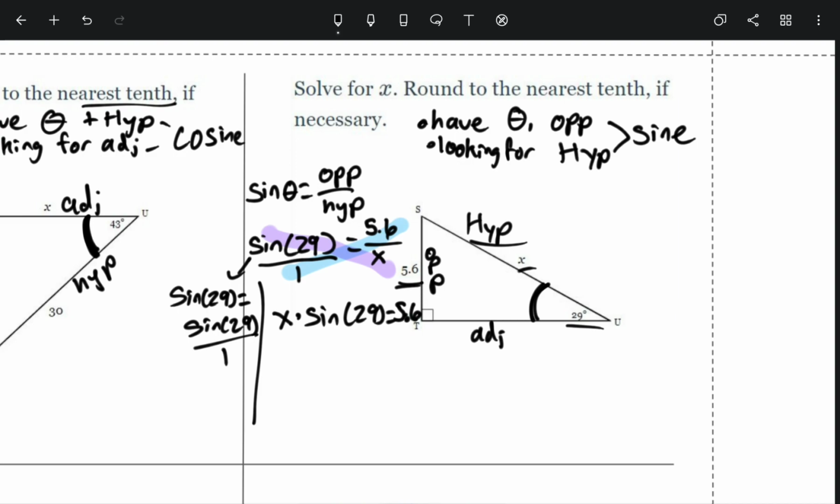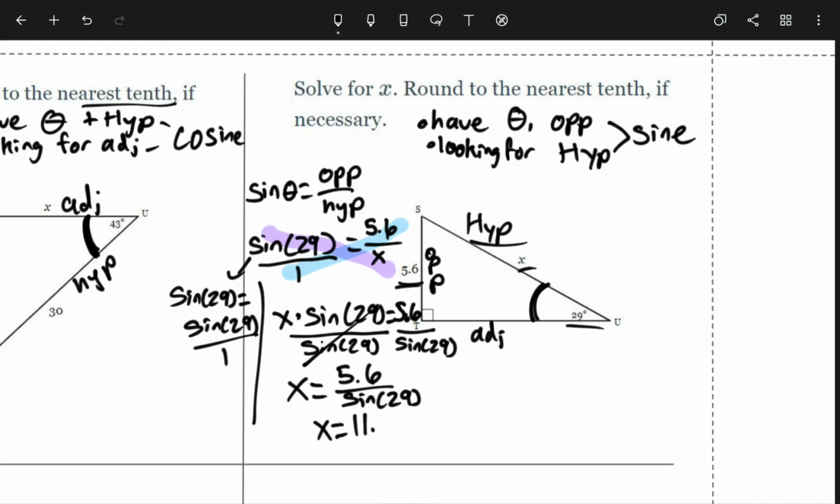So now we have x out of the denominator, but it's still not by itself. We have to get rid of that sine of 29, and we will do that with division. That cancels out sine of 29, so now we have x equals 5.6 divided by sine of 29. And then plug that into a calculator, we get x equals about 11.6. And we are done.